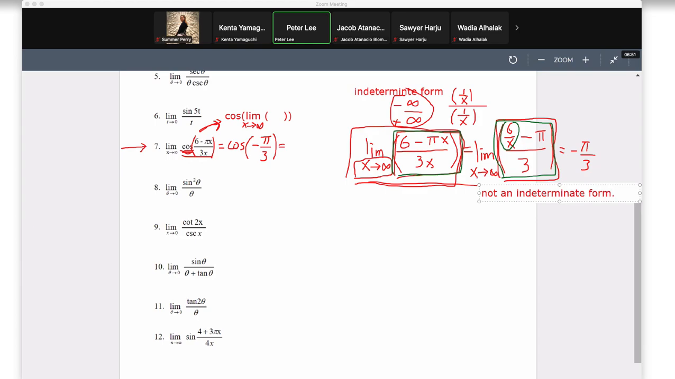And if you do not get an indeterminate form, then that means it's over. So on every kind of limit problem, you have to show me work until it becomes a non-indeterminate form. And then you can show me the answer. So in this case, what is cosine of negative pi over 3? Cosine of negative pi over 3 is half.